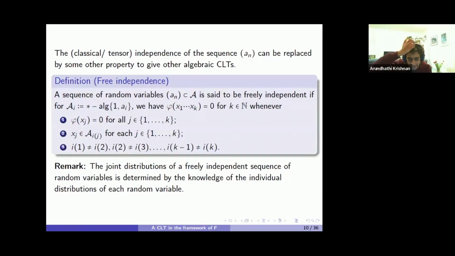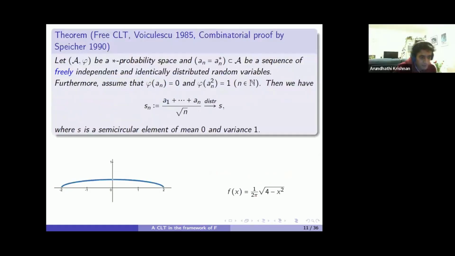But I will leave a link to that book because I think it's a very nice exposition. At least the first few chapters are quite easy to follow. All right. So the free CLT. This was proved by Voiculescu in 1985, and then a combinatorial proof was given by Roland Speicher in 1990.